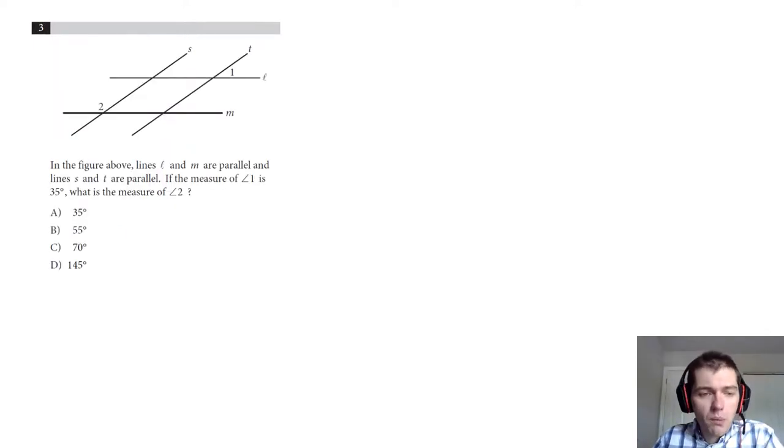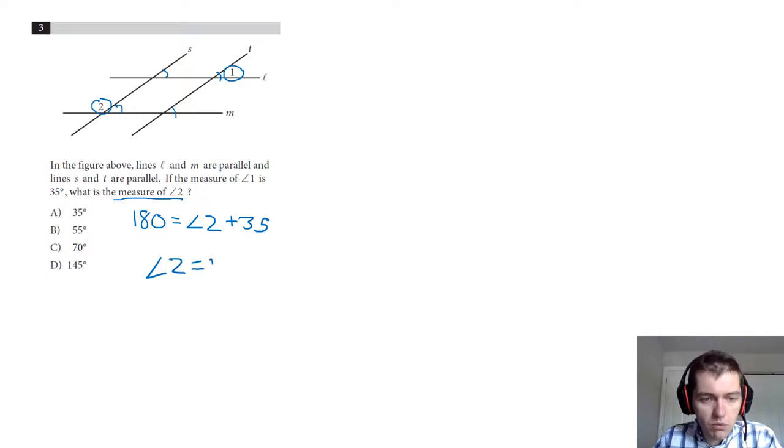Problem number three, geometry problem. What they're asking for is what is the measure of angle number 2? Circle it on your drawing. The other information they give you is that the lines L and M and S and T are parallel, which means that this angle number one is the same here, here, here, and here. Where that's important is now we know that this angle is 35, and since it's on this straight line, we know that this whole angle has to sum to 180, which means we can write an equation: 180 is equal to angle 2 plus 35. Subtract 35 from both sides. That leaves you with angle 2 is equal to 145, and that is answer D.